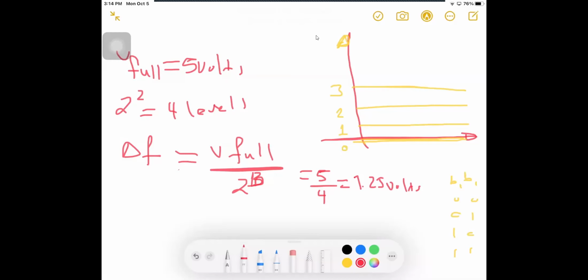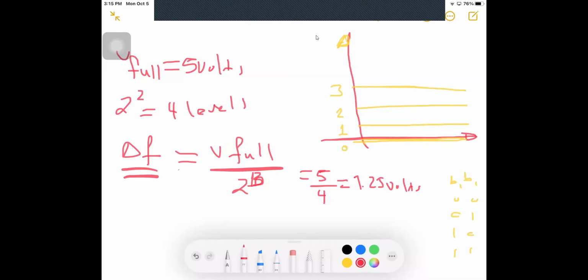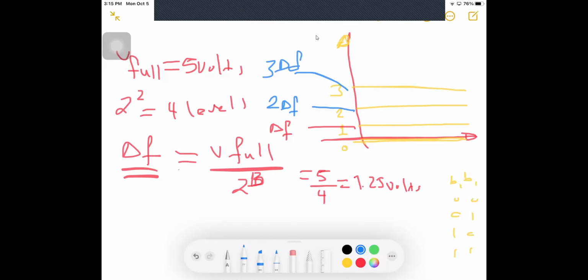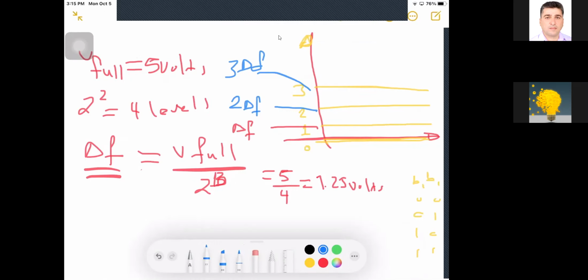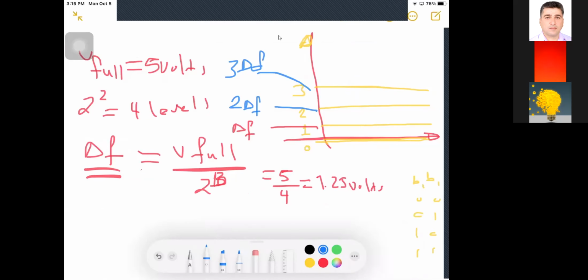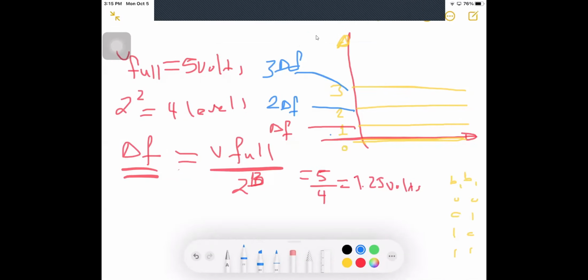Now, delta is fixed at 1.25 volts here in this example, of course. Look at it, please. Level 0 is still 0. Level 1 means 1 delta. Level 2 means 2 delta. Level 3, we have 3 delta. Well, it's very simple and easy. Up to now, we are talking about simple and easy things. 1 delta, 2 delta, and 3 delta.